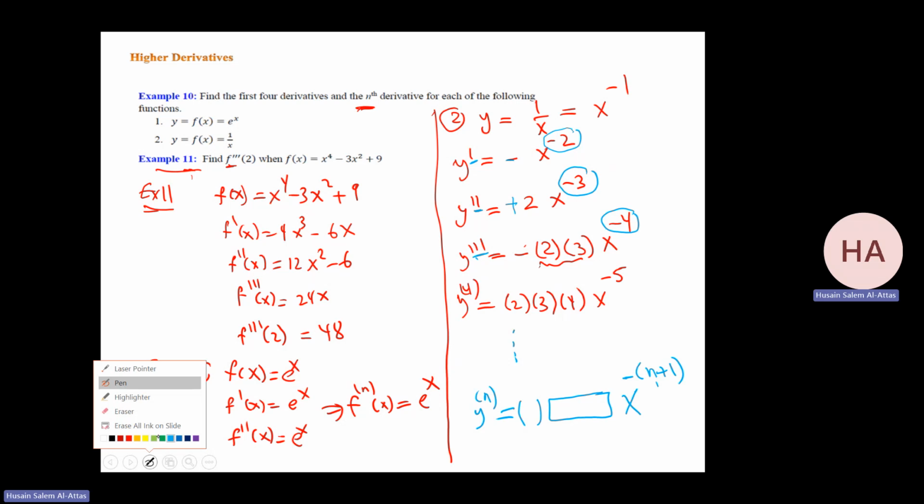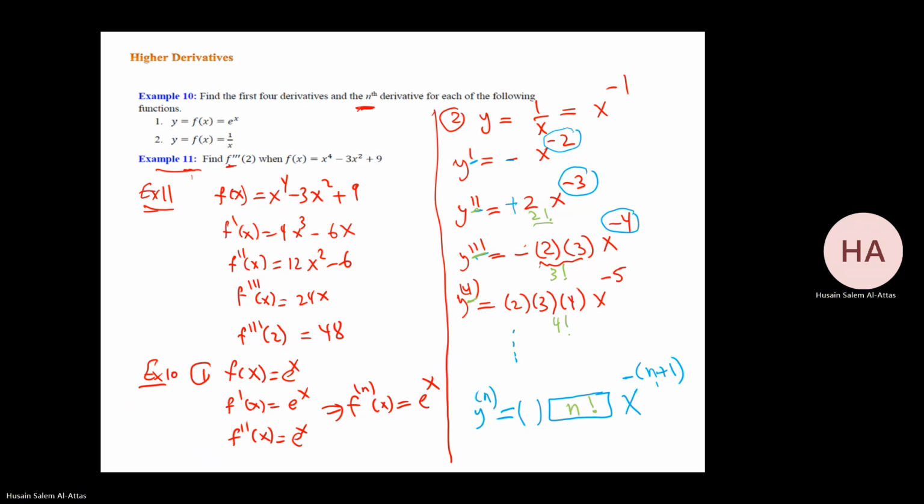Okay. Now let me check the number. The number is what? The number without the sign. Then I will talk about the sign. This is 2 factorial, which is 2 times 1. This is 3 factorial, which is 1 times 2 times 3. This is 4 factorial. It's very clear. Second derivative, I have 2 factorial. Third derivative, I have 3 factorial. Fourth derivative, I have 4 factorial. So this will be n factorial.